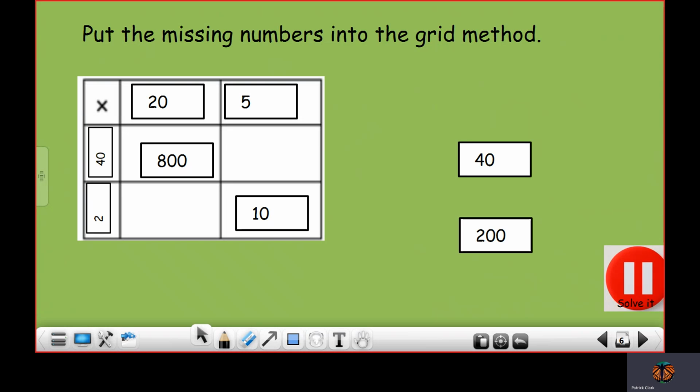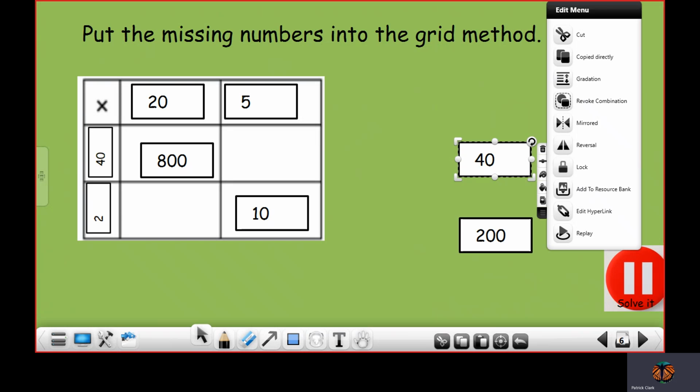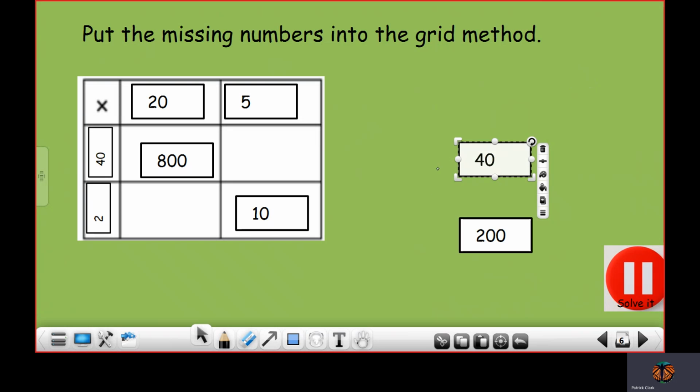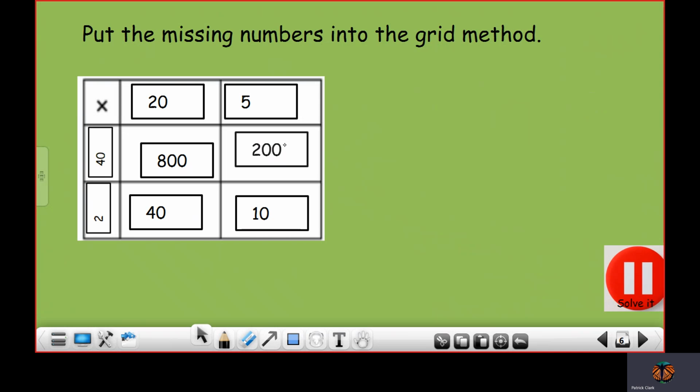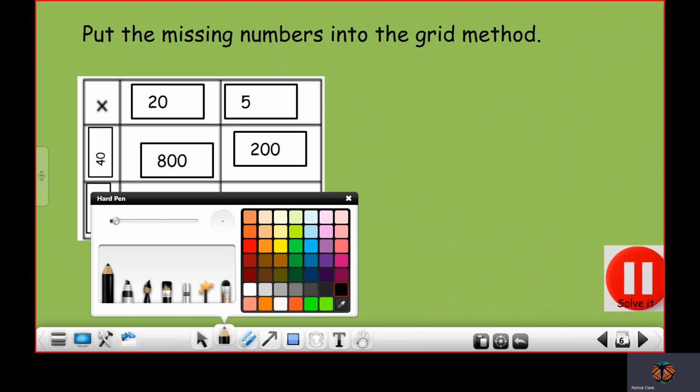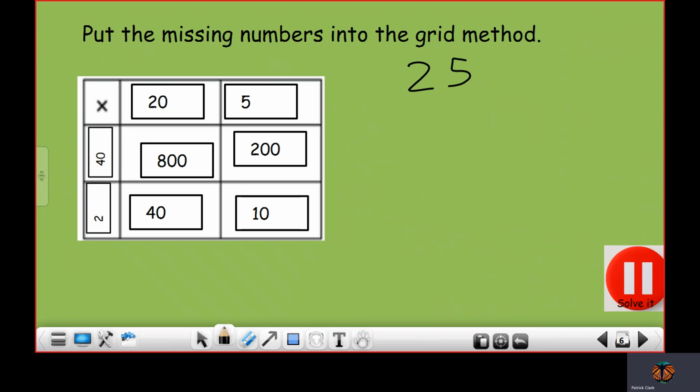Now I've got my top numbers. It's a standard grid method, isn't it? What's 2 times 20? Is it 200 or is it 40? I think it's 40. Let's just make sure that appears when I want it to. And then let's see, what's 40 times 5? Well, 4 times 5 is 20, so 40 times 5 must be 200. How did you at home? Did you get that right as well? Did your grid method look like mine? And did you find what the answer is of 25 times 42?